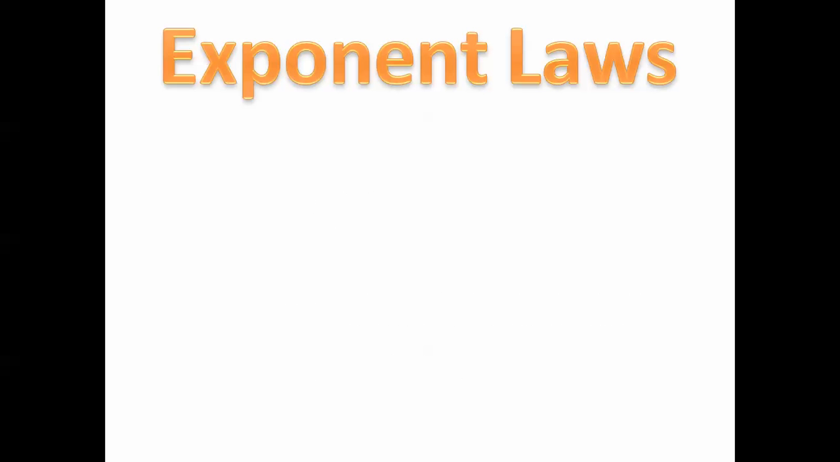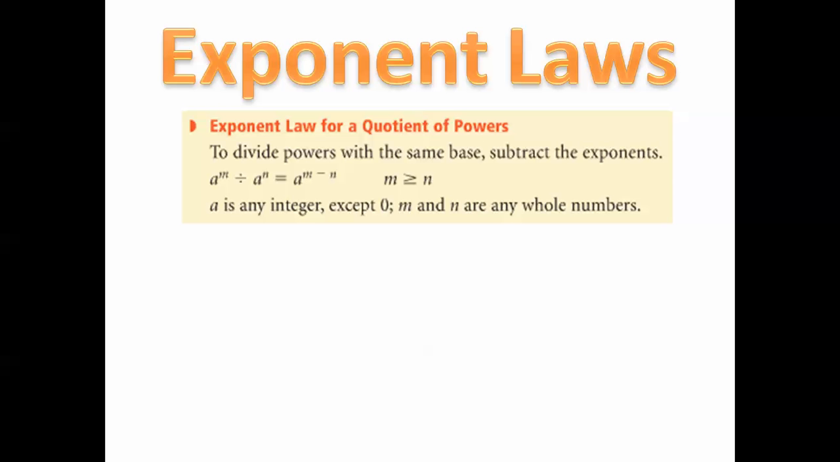So the next exponent law is for quotient of powers. To divide powers with the same base, subtract the exponents. So if we have a to the m divided by a to the n, it is equal to a to the m minus n. But remember that m has to be greater than or equal to n. Why does the number that m represents have to be greater than or equal to the number that n represents? Because if it is not, we'll get a negative exponent, and right now we don't want to deal with negative exponents.